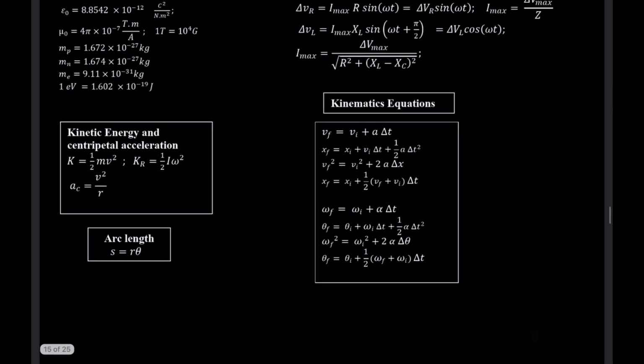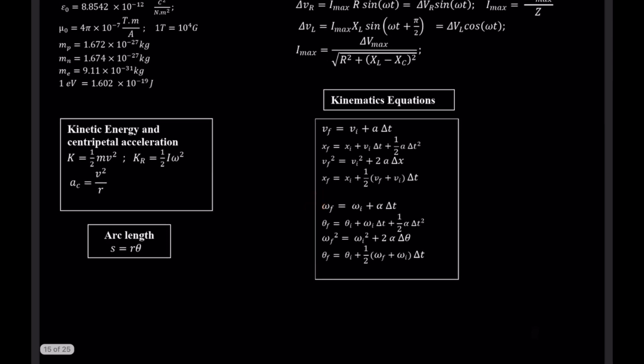And these equations here are all identical to these ones, except you just change the scenario. Here, everything is linear, and here everything is angular. So here's an angular displacement, which is different from linear displacement. Angular velocity, angular acceleration, all of that.